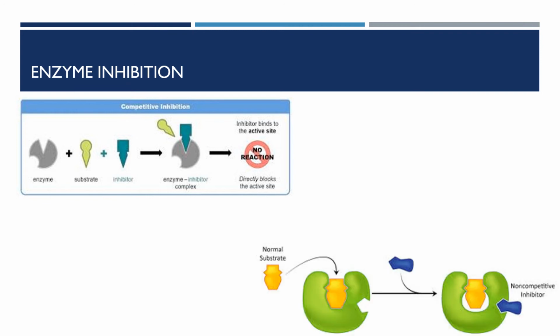And then you have non-competitive, in which the normal substrate can still bind to the active site until a non-competitive inhibitor comes and binds to the side of the enzyme. And this binding causes the active site to change shape. So as you can see here, whereas before it was a perfect fit for the substrate, now the substrate no longer fits properly. And as it doesn't fit properly, it means the reaction can no longer occur.